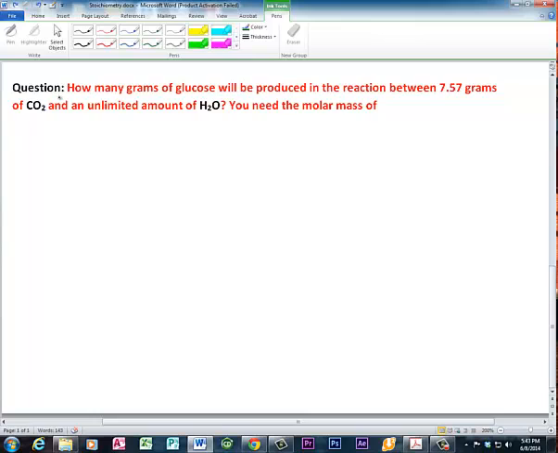Now we come to a more challenging problem. This is known as a gram-to-gram problem, or a gram-to-gram conversion. And the reason is we're going from grams of one compound to grams of another compound. We still need the balanced chemical reaction. We still need to convert grams to moles, but at the end, we're going to need to convert moles to grams. It looks like I didn't quite finish this.